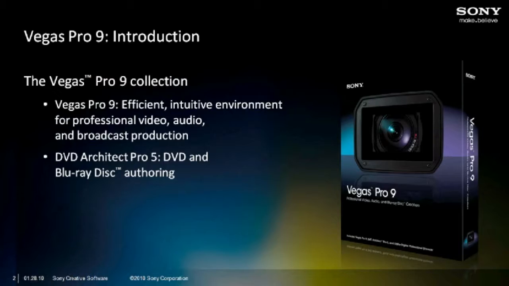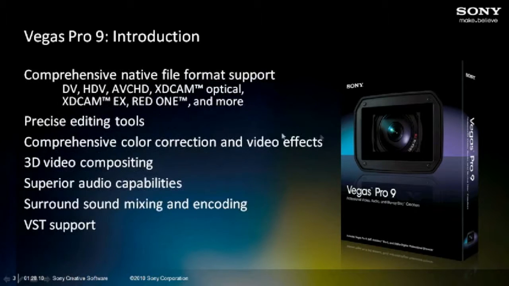So Vegas Pro, when you buy the Vegas Pro 9 collection, you get two things. You get Vegas Pro 9, of course, for editing your video and audio, all your production needs, and you get DVD Architect Pro 5. Now, we're not going to talk about DVD Architect Pro today, but you'll use DVD Architect Pro to create DVDs to master or to assemble and burn your DVDs and Blu-ray discs so that you can deliver the projects that you create in Vegas Pro.